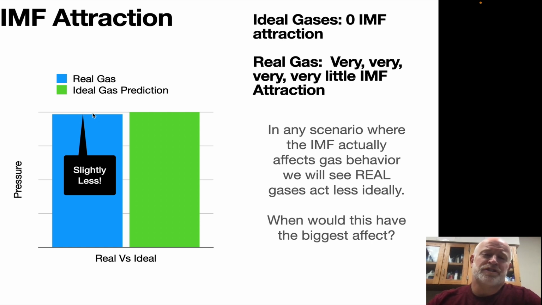So under normal conditions, this little gap here is so small, it's mathematically negligible. But under high pressure conditions or very cold temperatures, it's not, okay? So when will this have the biggest effect? Well, the stronger the IMF, the stronger the attractive force, the bigger the role it's going to play. So strong IMF gases are going to be less ideal than real.